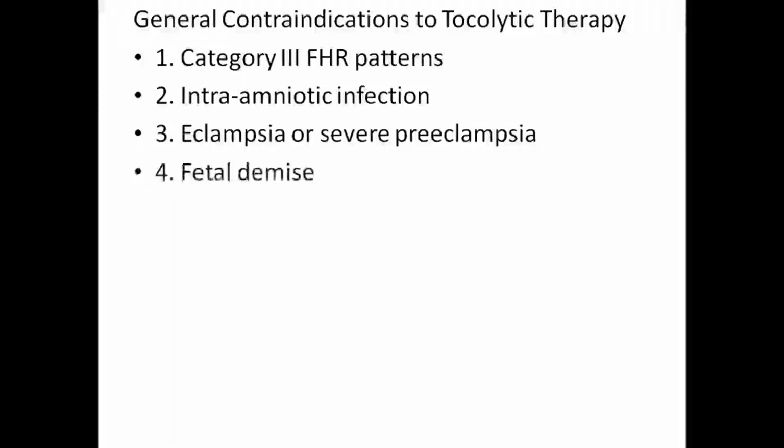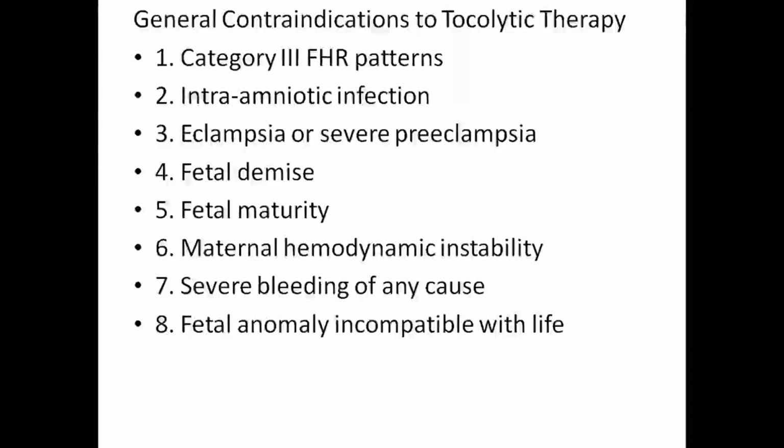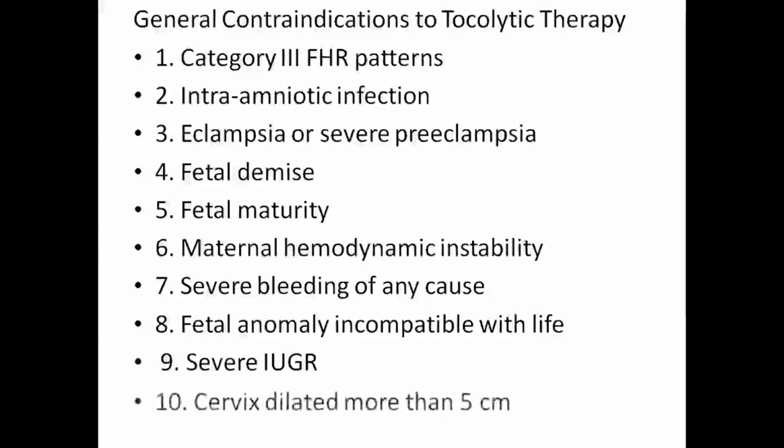General contraindications of tocolytics are category 3 fetal heart rate patterns, intraamniotic infection, eclampsia, severe preeclampsia, fetal demise, fetal maturity, maternal hemodynamic instability, severe bleeding of any cause, fetal anomaly incompatible with life, severe intrauterine growth restriction, and cervix length more than 5 cm.